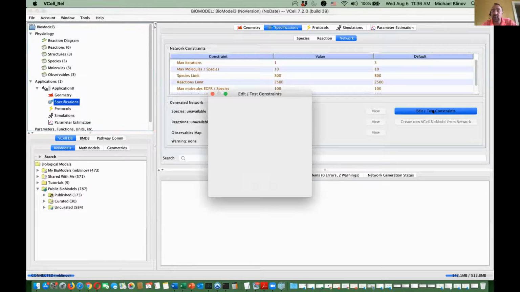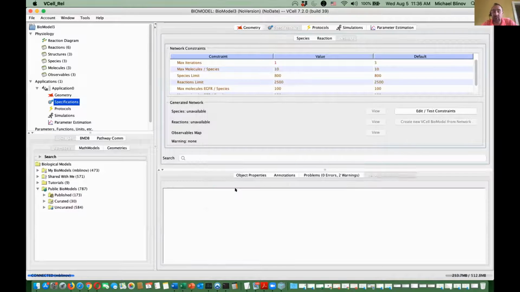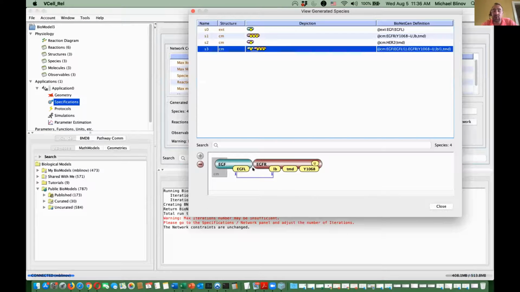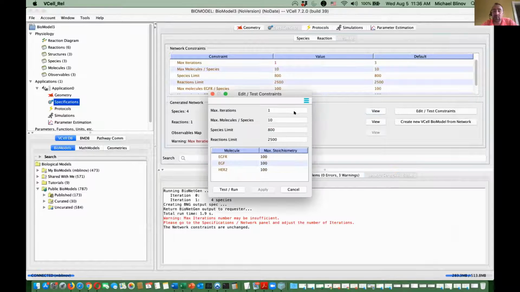So let's see how the network generation goes. Test with 1 iteration, go, and you have 4 species, but initially you had only 3 species in your system. So what is the new species? The new species is a complex of EGF and EGFR, because you had a ligand, a receptor and HER2, and you couldn't move forward with anything dependent on formation of the EGF and EGFR complex. Now let's see what will happen at the next iteration. Test run.